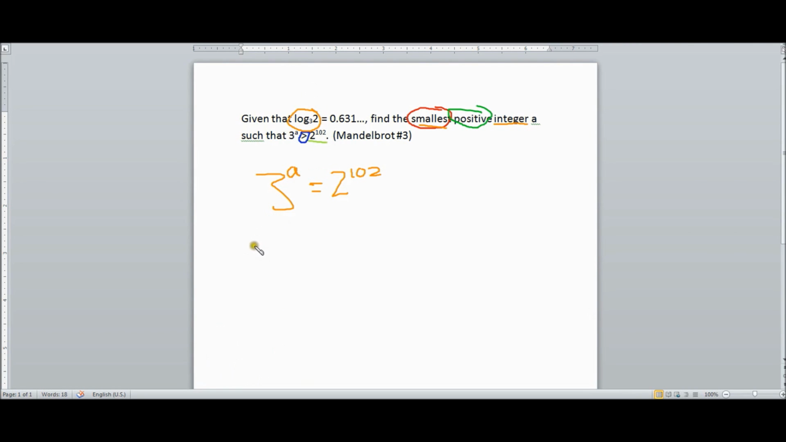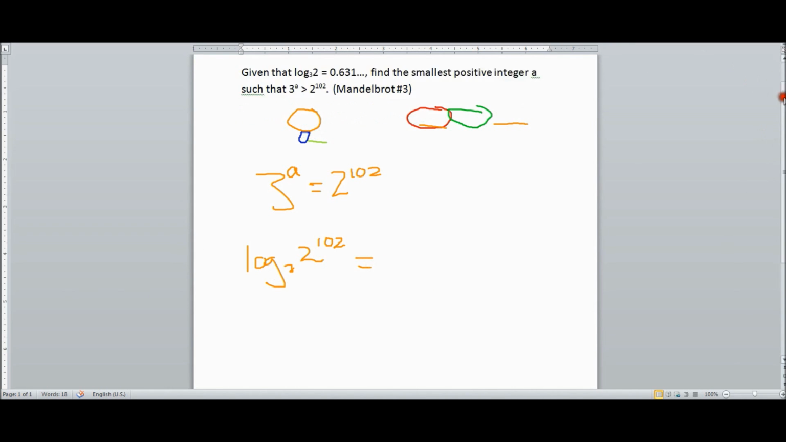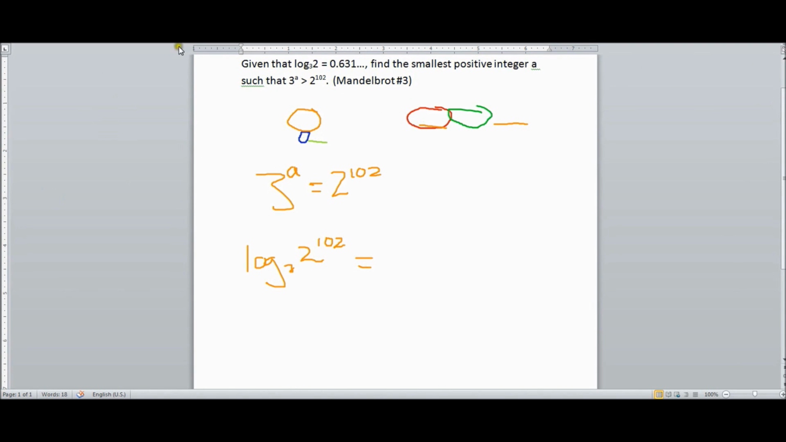Okay, let's do this. So log 2^102. What is that equal to? And there's a formula we can do here. The formula is right over here to the side. It's a big formula, so in red.